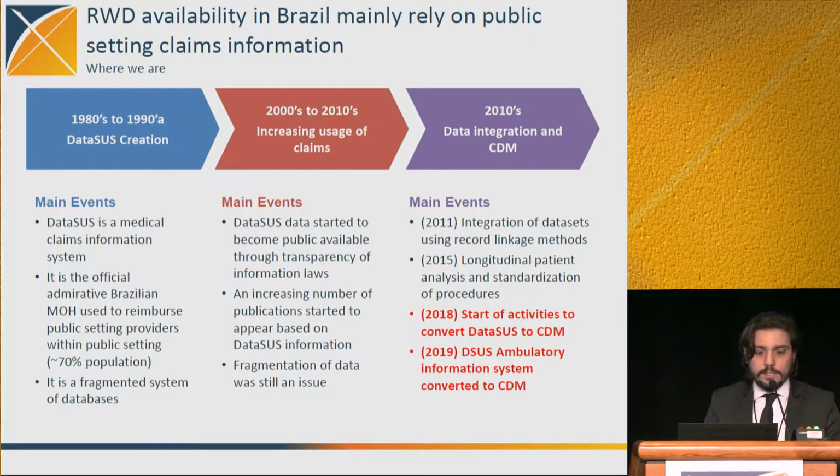So what is the history of this? In the 80s and the 90s, the government started the population insurance, public insurance. So it's a claims administrative data set. In the 2000s and 2010s, they started to integrate the data, and by transparency information laws, it became publicly available. And from 2011, we as a community started integrating the data. There are a lot of people working on trying to integrate. We're using record linkage, probabilistic matching. From 2015 on, the number of publications trying to integrate this data has increased.